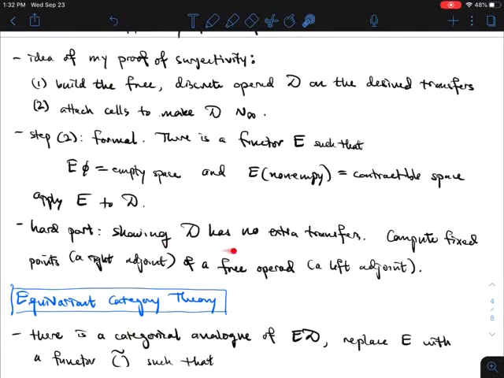Now, the hard part is showing that D has no extra transfers, and to do that, I computed the fixed points of a free operad. This is a non-formal computation because one must apply a right adjoint to a left adjoint.